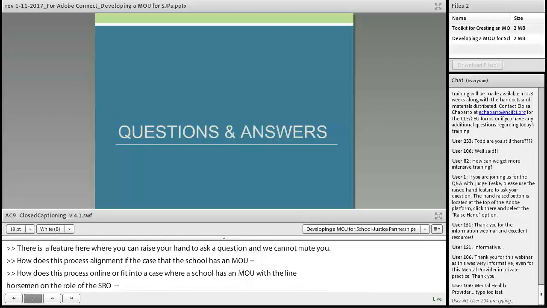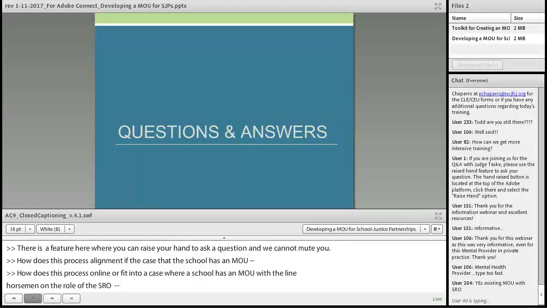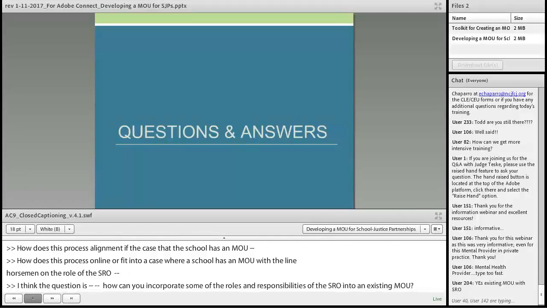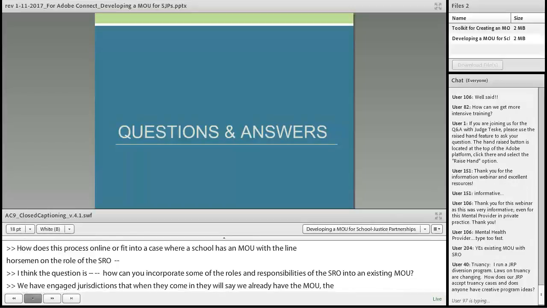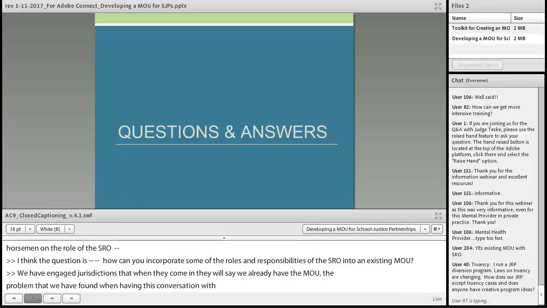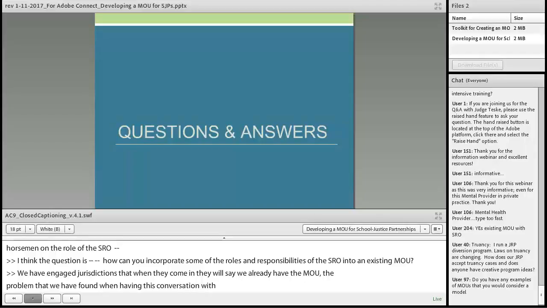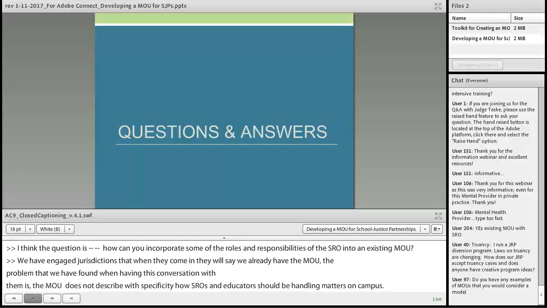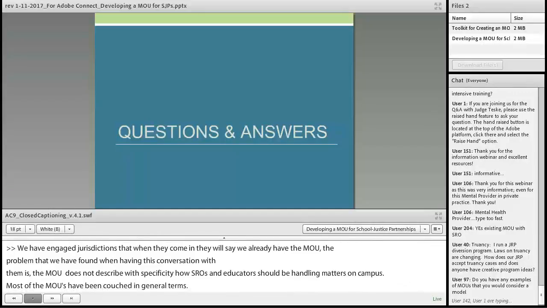Yes. Okay. So we have engaged jurisdictions that, when we come in, they say, well, we already have this MOU. The problem that we have found, and we've had this conversation with them, is that the MOU does not describe with specificity how SROs and educators should be handling matters on campus. Most of the MOUs I've seen have been couched in general terms, okay? Whereas the MOU that we're talking about here actually says these focus acts are not going to be referred to the juvenile court. Your first thought isn't going to be, I'm going to arrest the kid and send the kid to juvenile court.